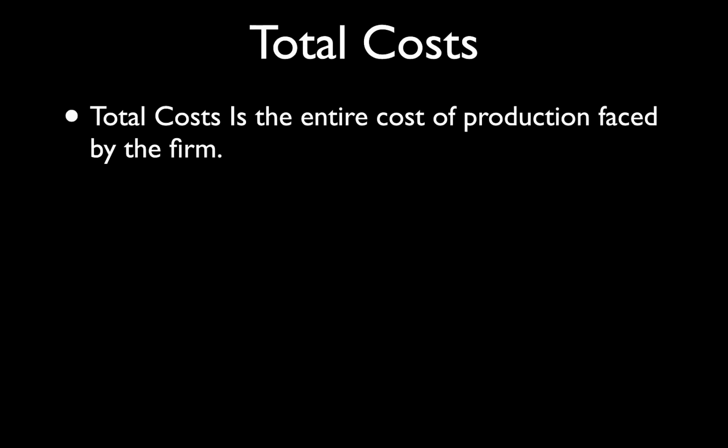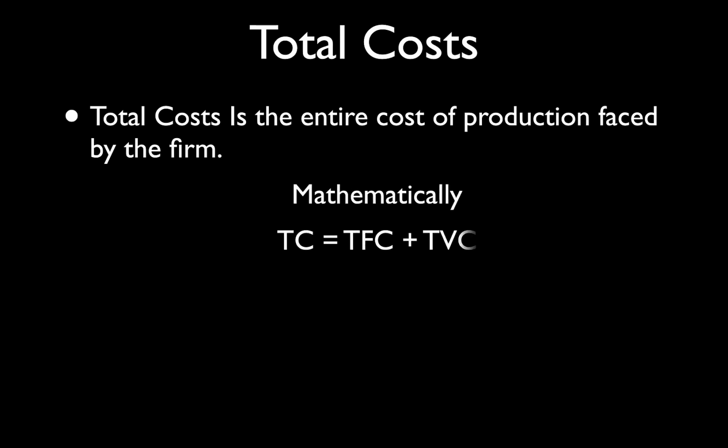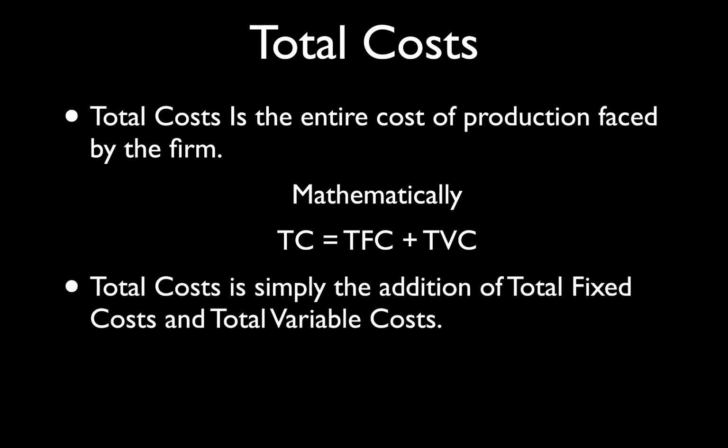Now, the final thing that we're going to look at in this video, the final concept, is this idea of total costs. So let's define it. It is the entire cost of production faced by the firm. Total cost is the entire amount of money that a firm has to pay to make its stuff. So if it's McDonald's, it's the entire cost that branch of McDonald's has to pay in order to make burgers, fries, milkshakes, sodas, all that kind of stuff. That's all it is. You just add up all the costs and you get total costs. Now, one way of looking at it, which will prove useful in a second, is total fixed costs plus total variable costs. That's simply it.